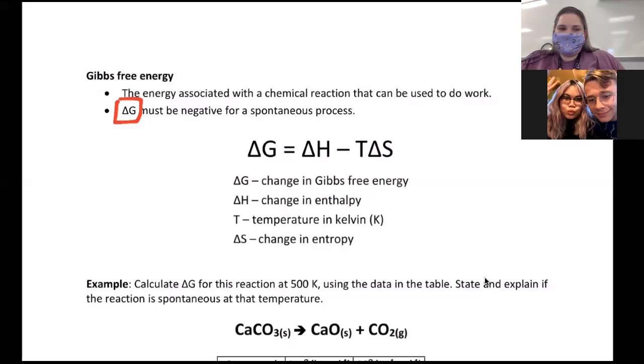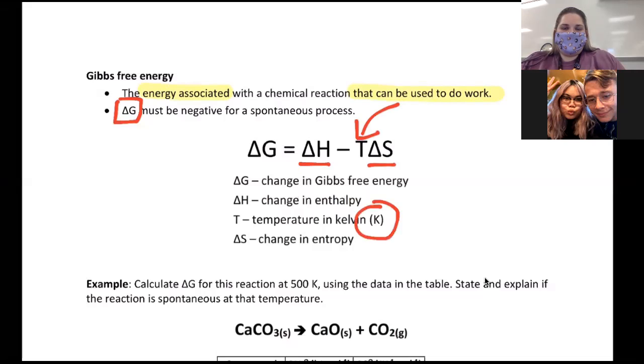So what Gibbs free energy is, like it says up here, it's the energy associated with a chemical reaction that can be used to do work. And so one of the ways that we can calculate it is that we can use the change in enthalpy and the change in entropy. So you see the delta H and the delta S there. And then the temperature, which, like it says right here, has to be in Kelvin.